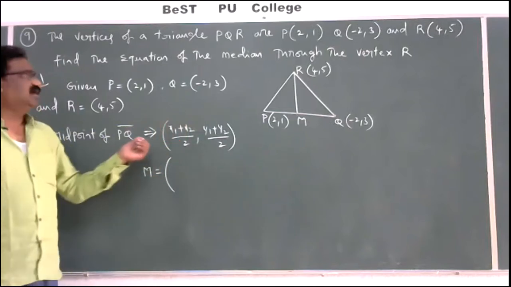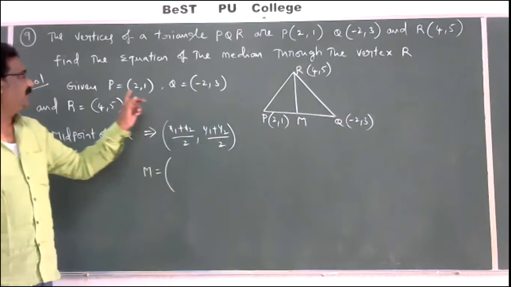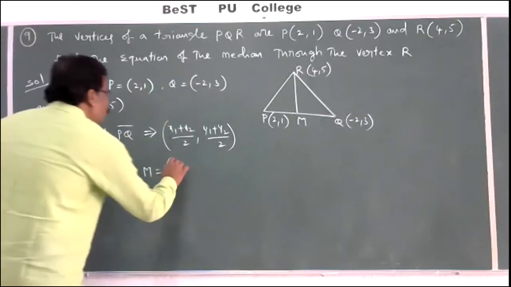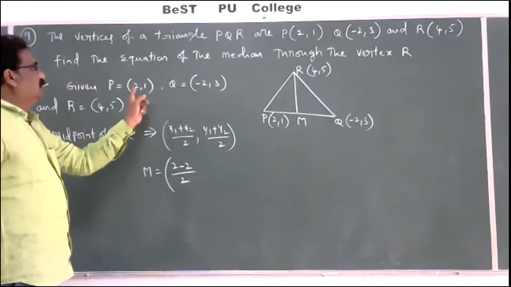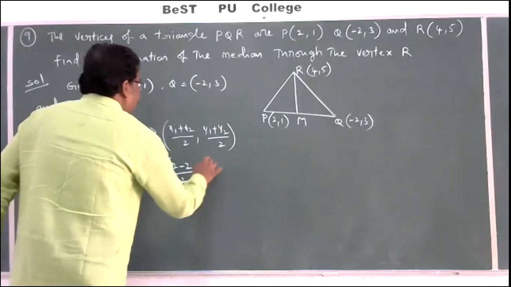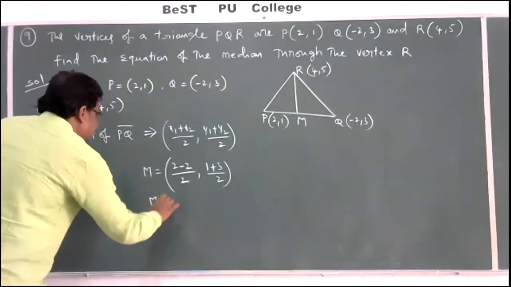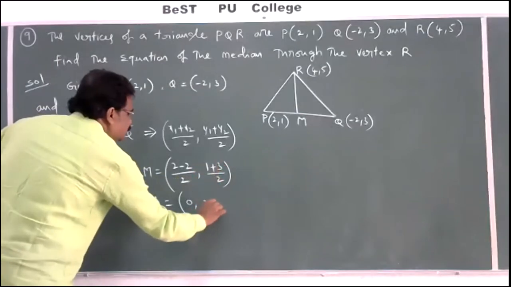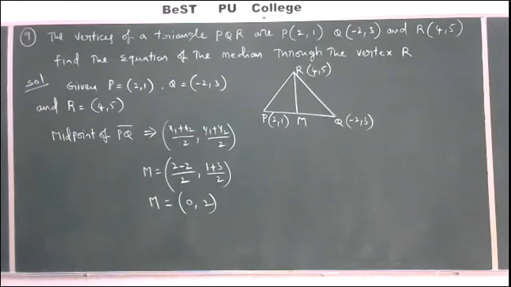So M is the midpoint of PQ. So x1 plus x2 by 2, y1 plus y2 by 2. Here P is x1, y1 and Q is x2, y2. That is 2 minus 2 by 2, comma, 1 plus 3 by 2. Then you get M is equal to 2 minus 2, 0, that is 0, comma, 1 plus 3, 4 by 2 is 2. So M is equal to 0, 2.